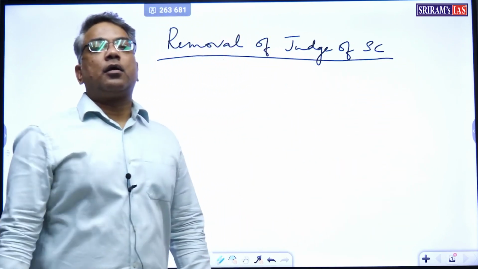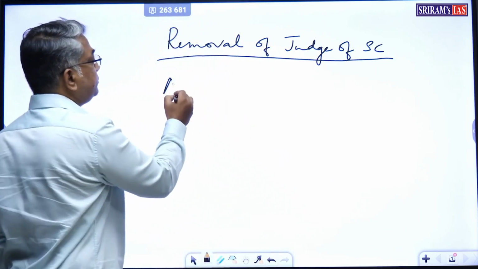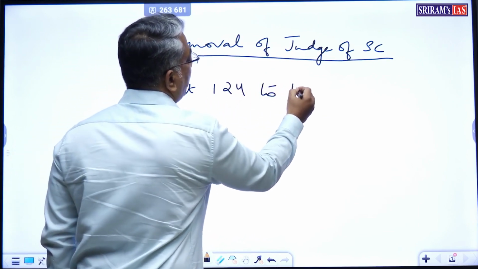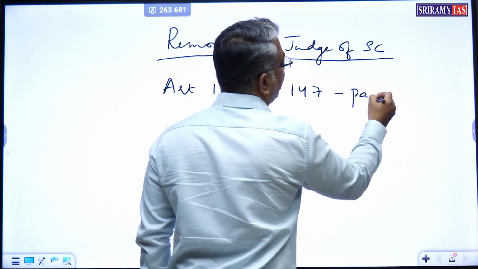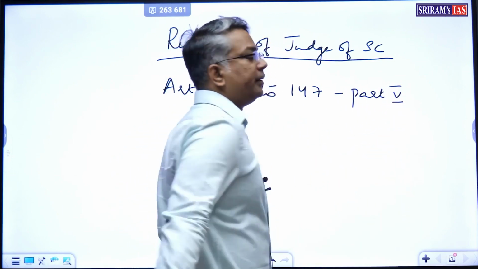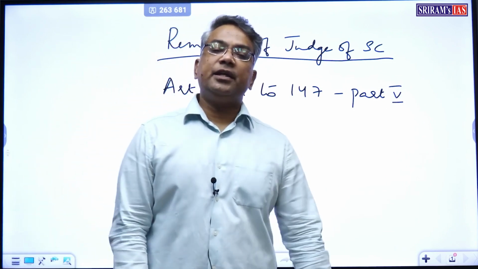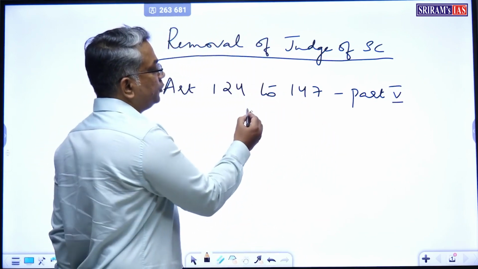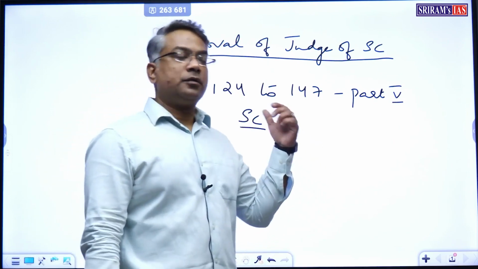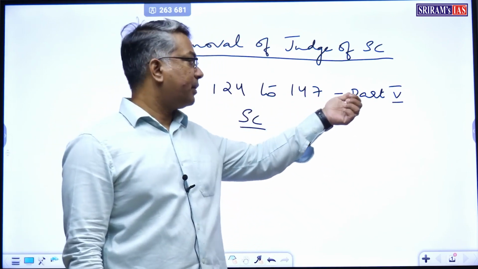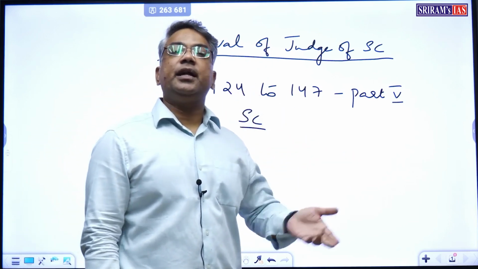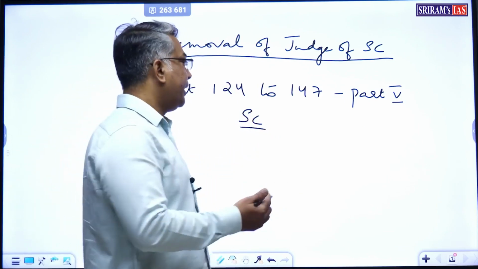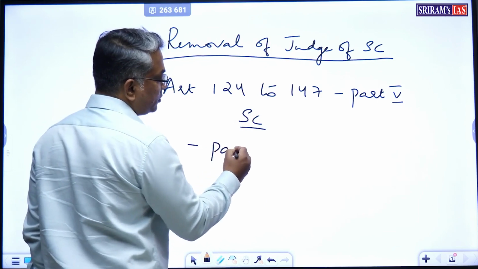So, Constitution Articles 124 to 147 of Part 5 deal with the organization, independence, powers, jurisdiction and procedures of the Supreme Court. The Parliament is also authorized to regulate them.